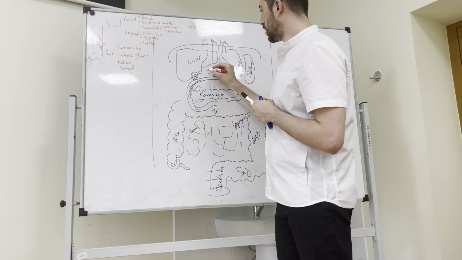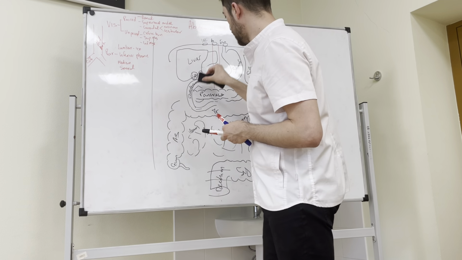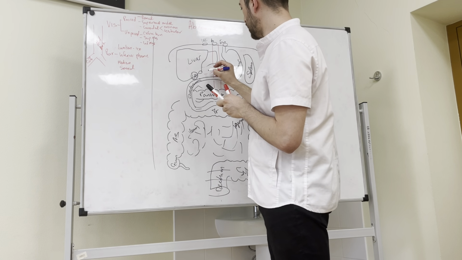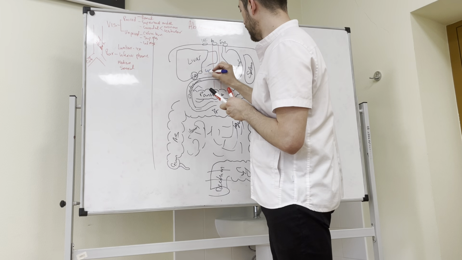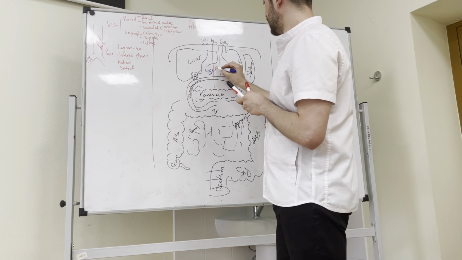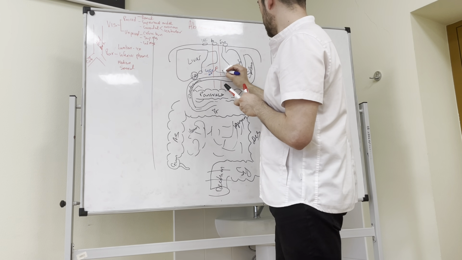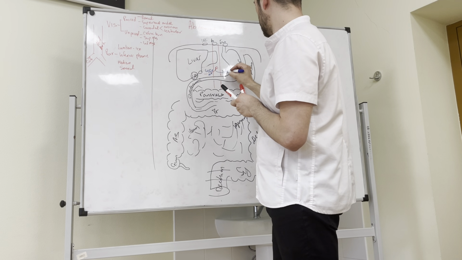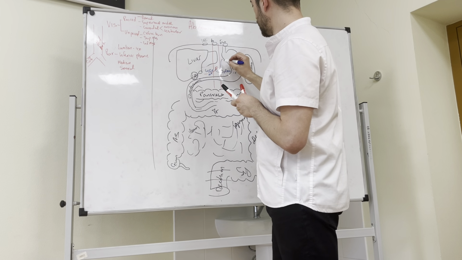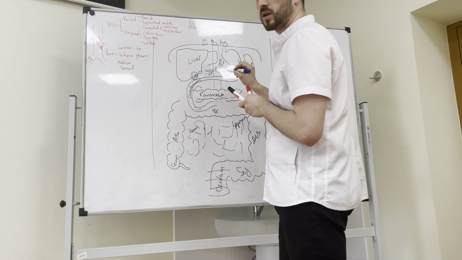Okay. Let me write here with another color. The name of the artery will be in blue. Common hepatic artery. Okay. Yeah, it will be coming. Splenic. And we have left gastric. Do you agree?